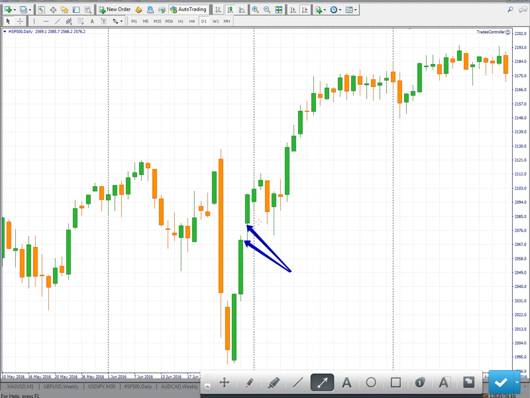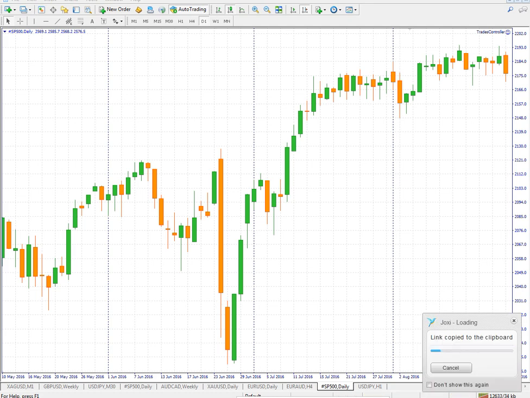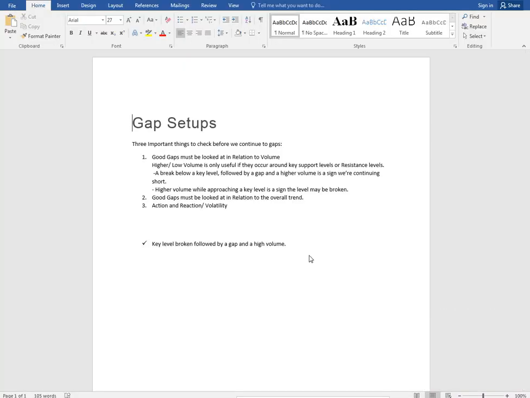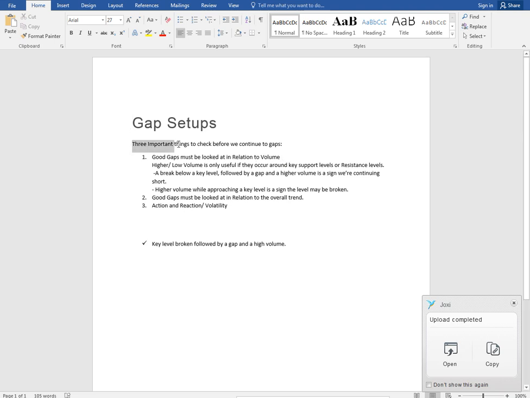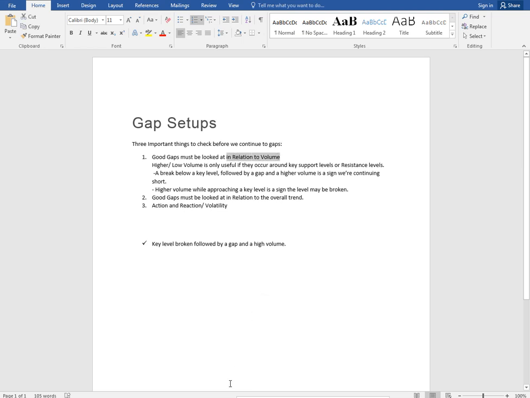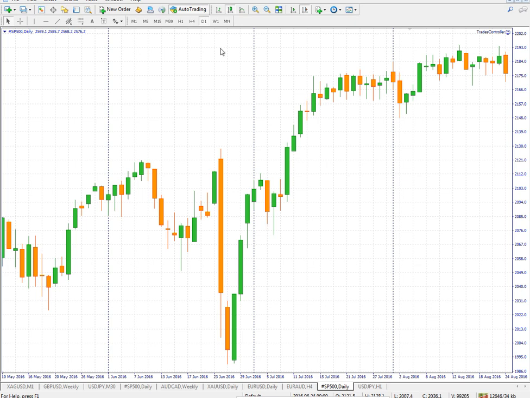So to understand gaps properly, there's something which I wrote here. It's very, very important. You need to understand how gaps relate to volume. There are three important things to check before continuing to gaps. So you need to trade gaps in relation to volume. What I mean by volume is how many ticks there are in a candle. There is nowhere here written volume, but you need to understand exactly how to relate volume and gaps. You put your mouse here over the close of a candle.